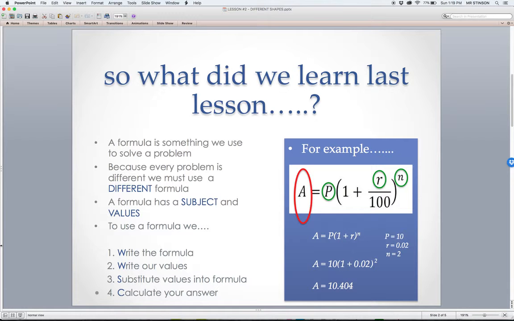We also learned how to use a formula successfully. Just follow 4 steps. 1. Write the formula. 2. Write our values. 3. Substitute our values into the formula. 4. Calculate your answer. And I've given you a good example on the right hand side of the screen that shows you how we do each of these 4 steps.